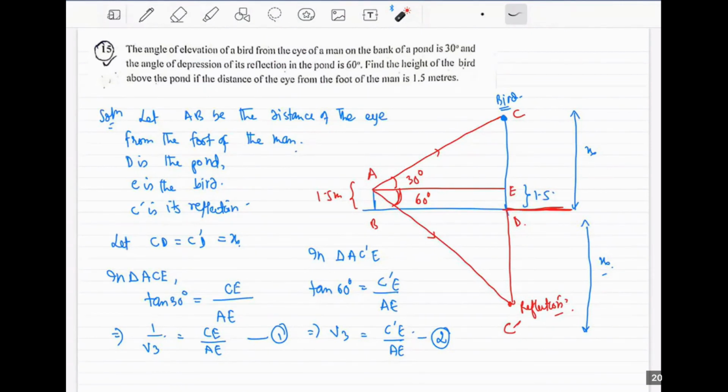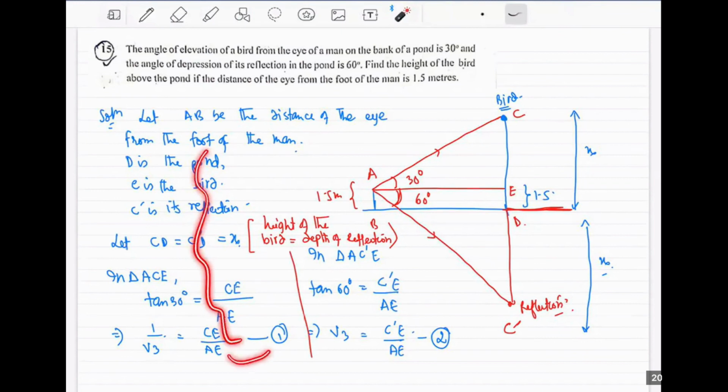You have to understand how this is equal. The height of the bird is equal to the depth of the reflection. Just put a small wording in here: height of the bird is equal to depth of the reflection. Then you have to copy down here and continue.